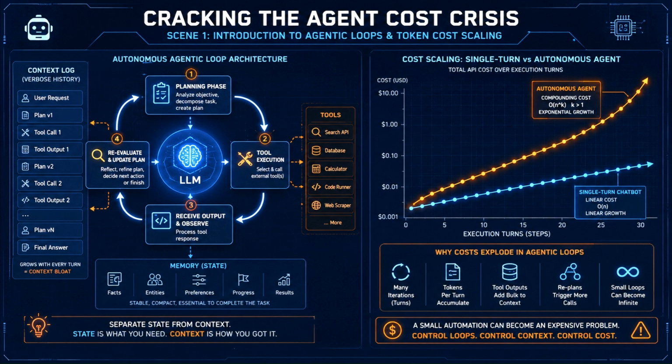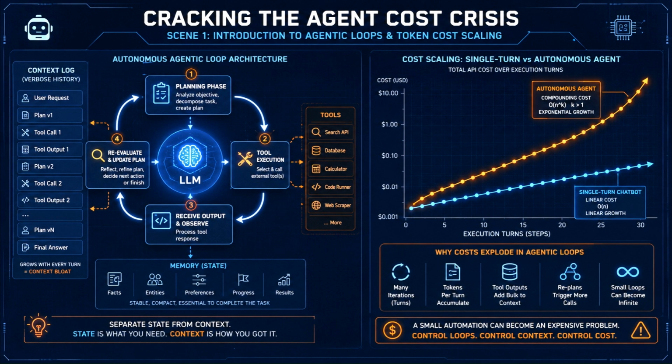Welcome back, everyone. Today, we address an architectural challenge that separates weekend hobbyists from production systems engineers: the economics of autonomous agentic loops. While a traditional single-turn chatbot scales its API costs linearly based on user input and model output, an autonomous agent behaves completely differently.